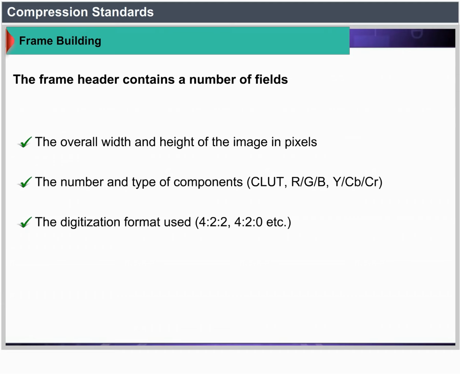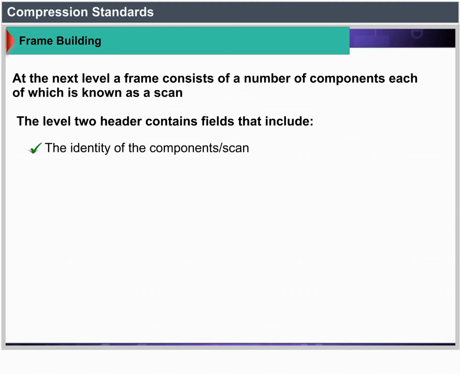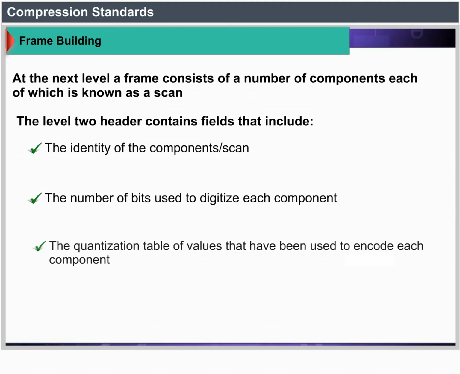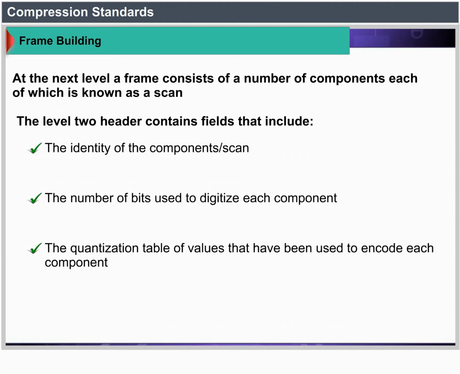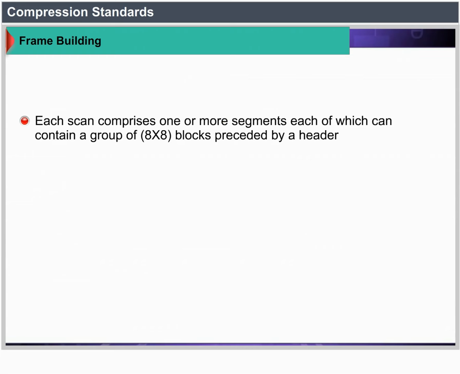4:2:0, etc. At the next level, a frame consists of a number of components, each of which is known as a scan. The level 2 header contains fields that include the identity of the components or scan, the number of bits used to digitize each component, and the quantization table values that have been used to encode each component. Each scan comprises one or more segments, each of which can contain a group of 8 by 8 blocks preceded by a header. This contains a set of Huffman code words for each block.